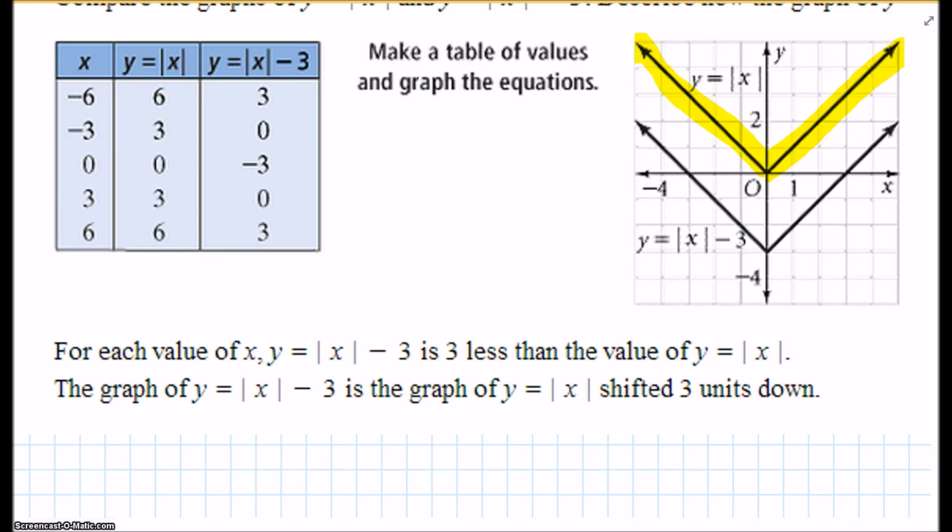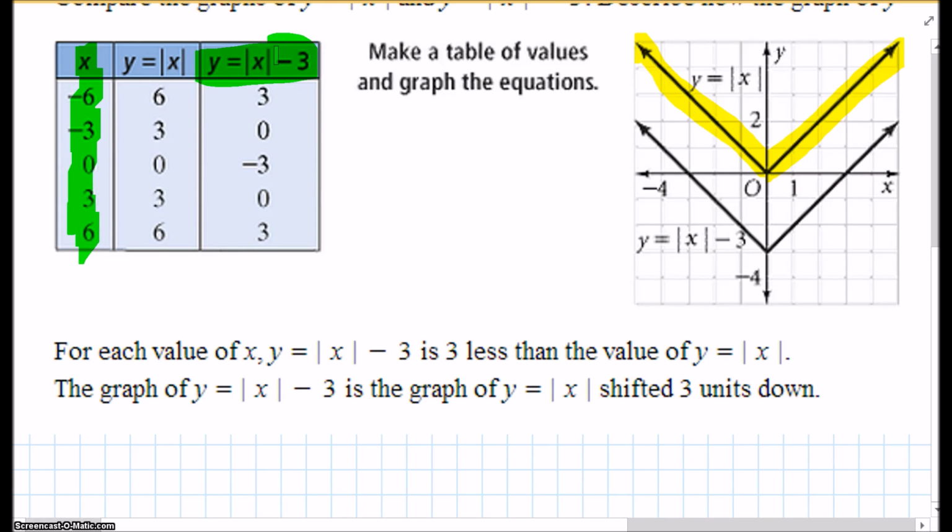All right, now let's plug the values of x into the function y equals the absolute value of x minus 3. The absolute value of -6 is 6, so 6 minus 3 is 3. The absolute value of -3 is 3, so 3 minus 3 would be 0. The absolute value of 0 is 0, so y would be -3. The absolute value of 3 is 3, 3 minus 3 is 0. The absolute value of 6 is 6, so the y value would be 3. So we can plot those points, and we do.